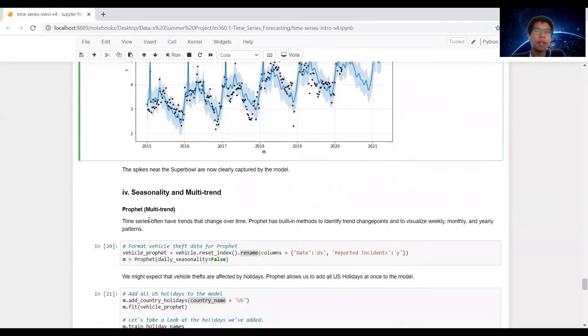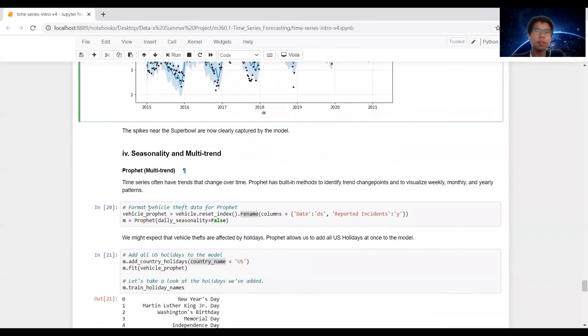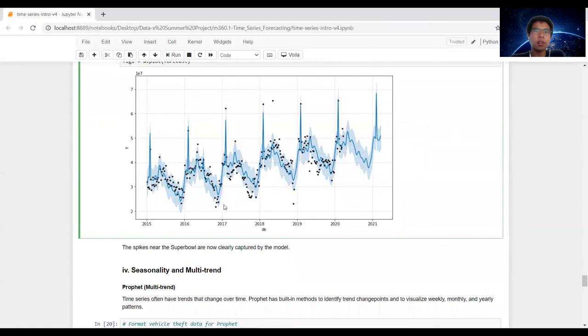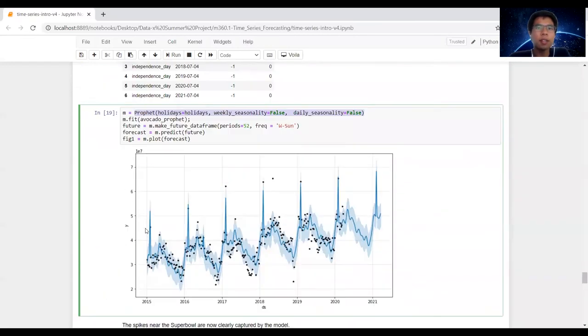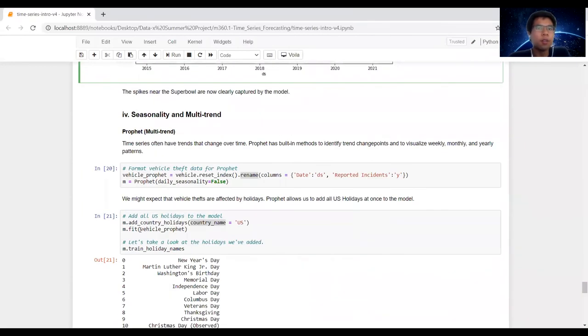Next, we're going to talk about seasonality and multi-trends. So the trend was kind of constant. There are other cases where the trend changes over time. And something great is Prophet can pick up on that naturally. Another thing I'm going to show in this is that there are actually holidays we can add. We added custom holidays, which were the Super Bowl in the last example. We can actually add all of the US holidays at once.